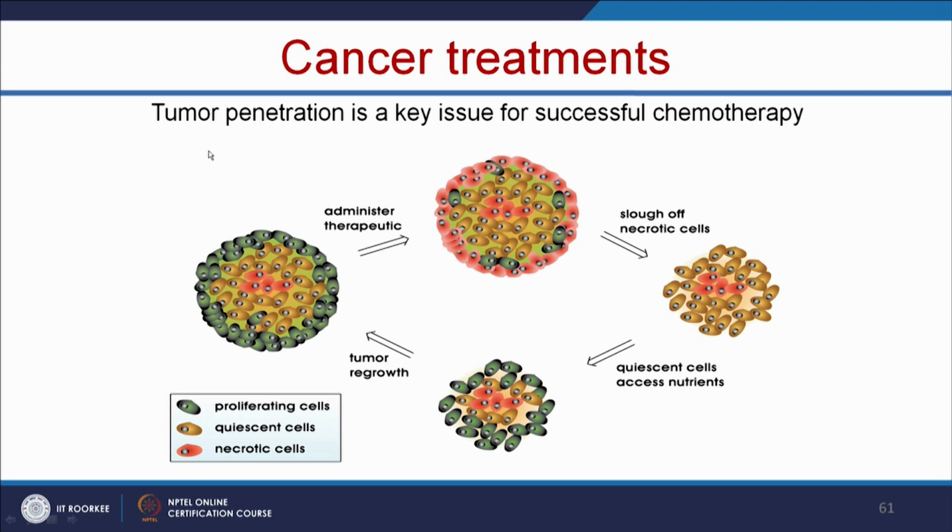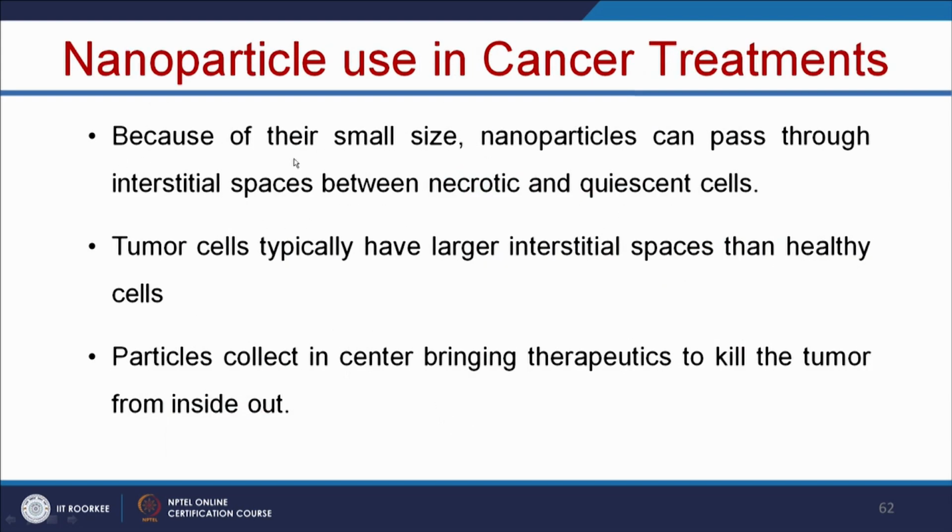Most of the failure in cancer treatment is due to tumor penetration. Tumor penetration is a key issue for successful chemotherapy, and in most cases the drug cannot enter the inside of the tumor location, due to which the tumor will regrow. To overcome this we can use nanoparticles, which can pass through the interstitial spaces between the necrotic and quiescent cells, and these tumor cells typically have larger interstitial spaces than healthy cells. So the particles can collect in the center, bringing therapeutics to kill the tumor from inside out.